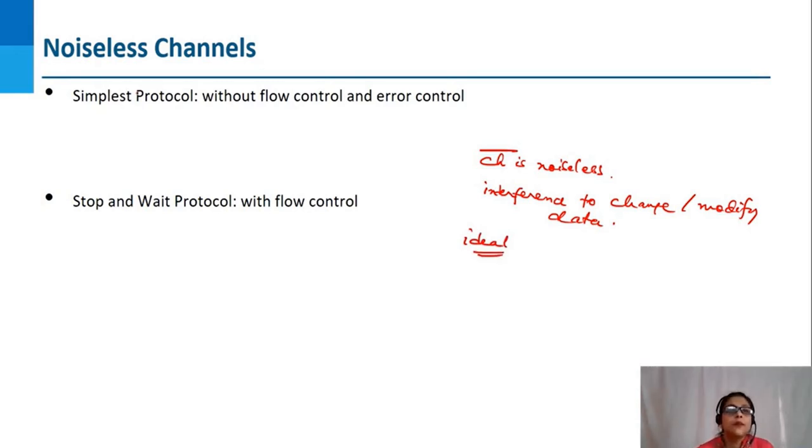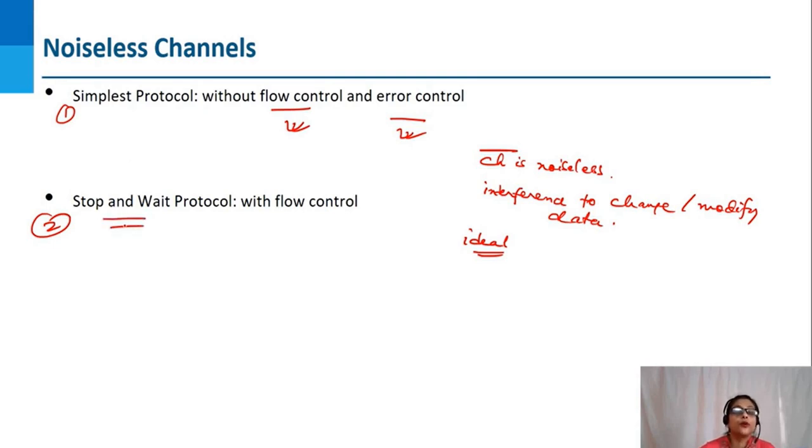So there are two protocols. Number one is the simplest protocol, and this has no flow control and error control. We think that the rate at which the transmitter is transmitting is the same as the rate at which the receiver is processing the data. So there is no need of flow control, and since there is no noise, there will not be any error in the transmitted data.